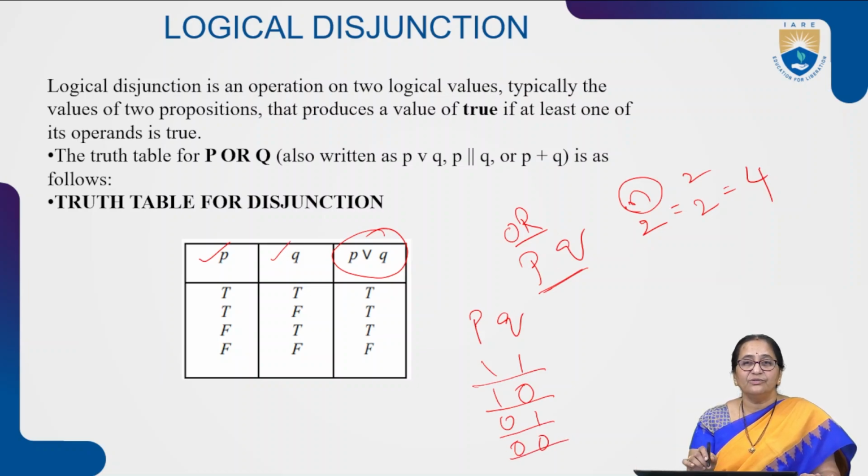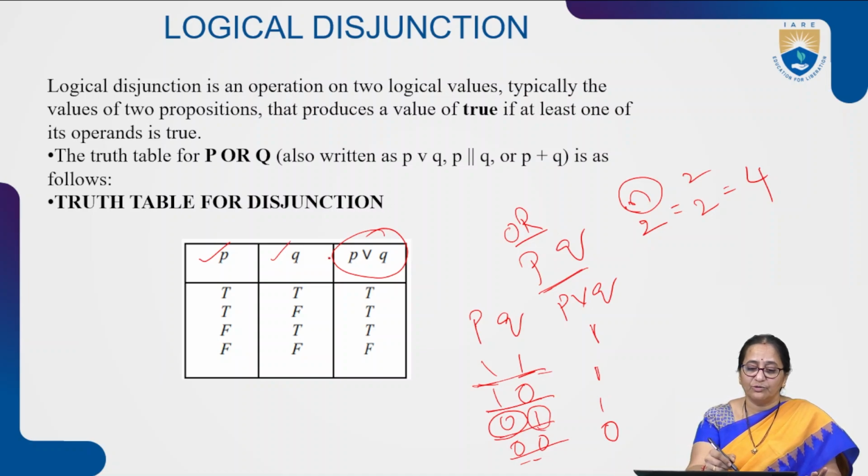By combining these two with the disjunction operation, we get the value of P or Q. If both the statements are true, then the result is also true. If one of the statements is true and the other one is false, in that case also we get the result as true. If one sentence is false and the next sentence is true, in that case also we get the result as true. If both the sentences are false, that is FF, in that case the result is F. Like that, the logical disjunction is an operation on two logical values, typically the values of two propositions. Here we have the two propositions P and Q.